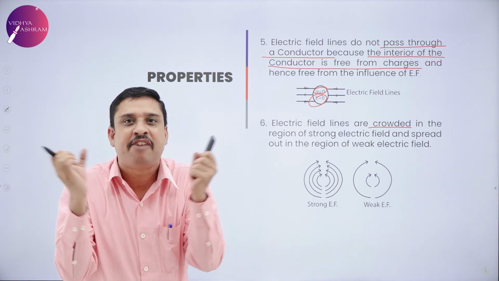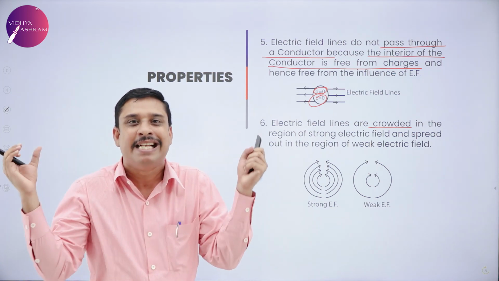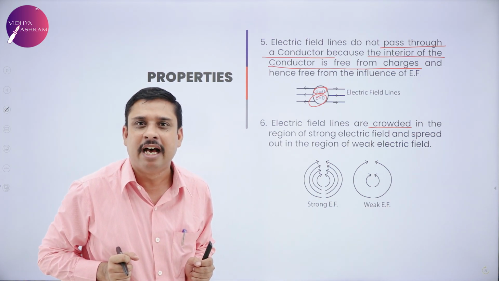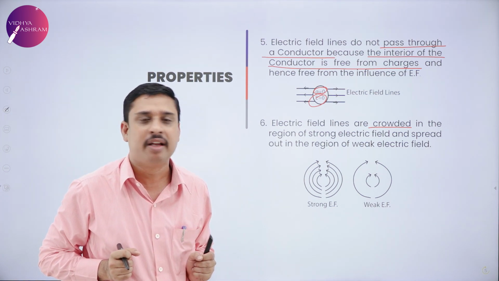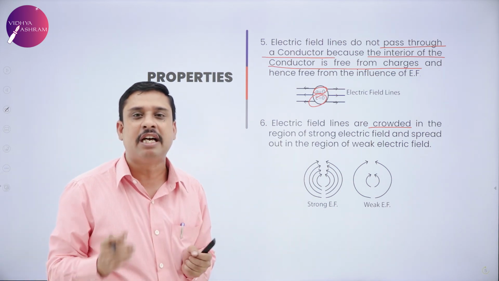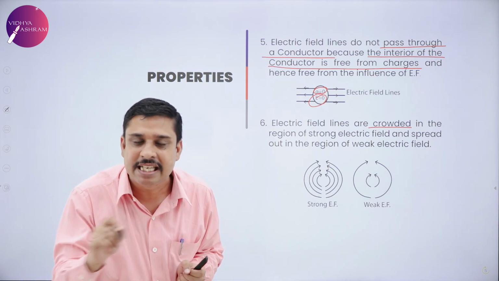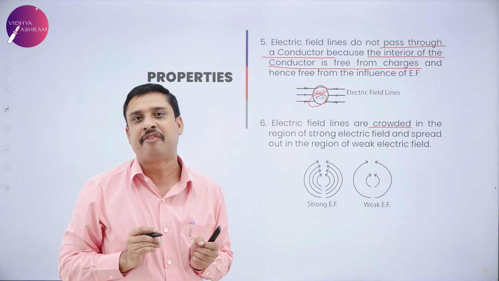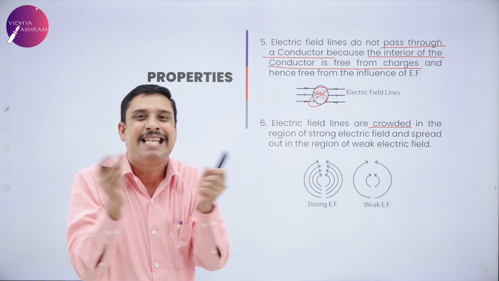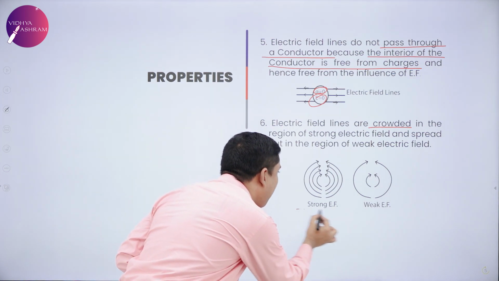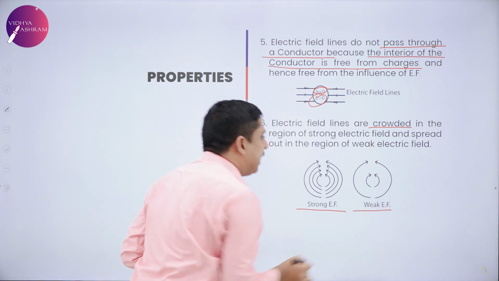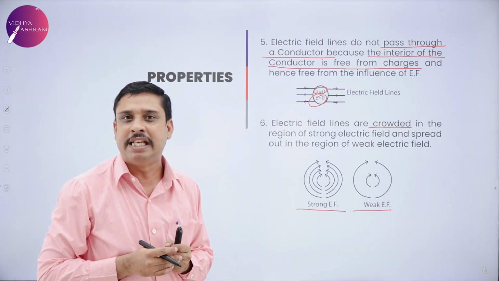If we indicate field lines crowded to each other, jam-packed, very close to each other, it means the electric field there is very strong. If they are separated, far away from each other, that means the region there is a weak electric field. So if you bring them close together, closely packed, that means it is strong electric field. If they are far away from each other, it means it is weak electric field. So these are the properties.